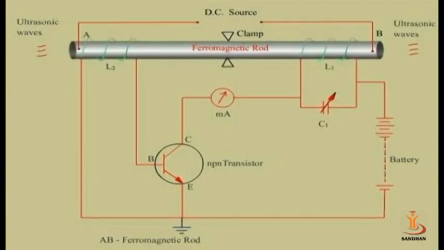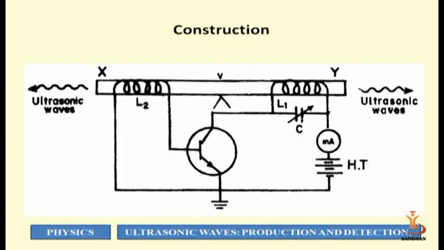By combining L1 and C1, we are able to generate a frequency of 1 upon 2 pi root L1 C1, in the form of hertz. The unit of frequency is hertz. So this is the construction.